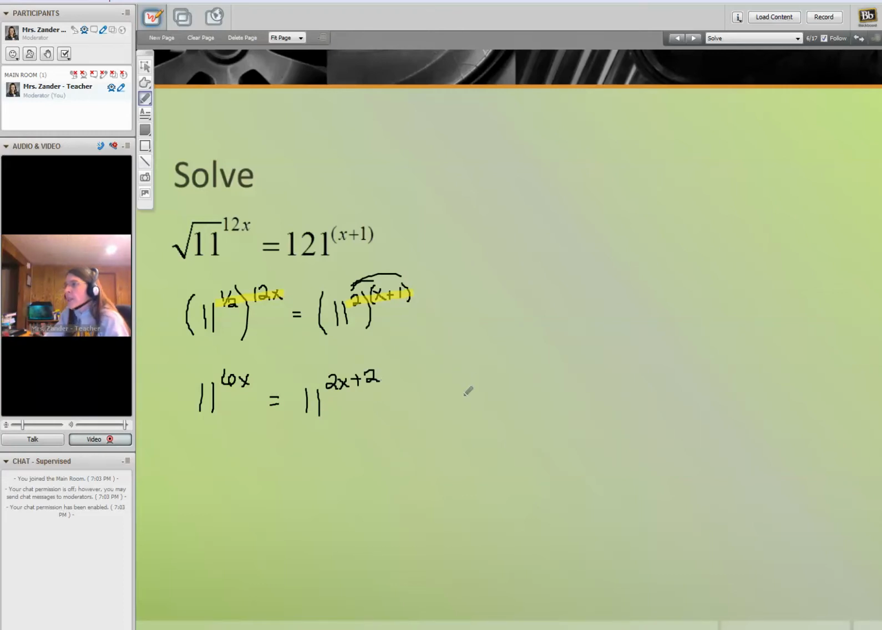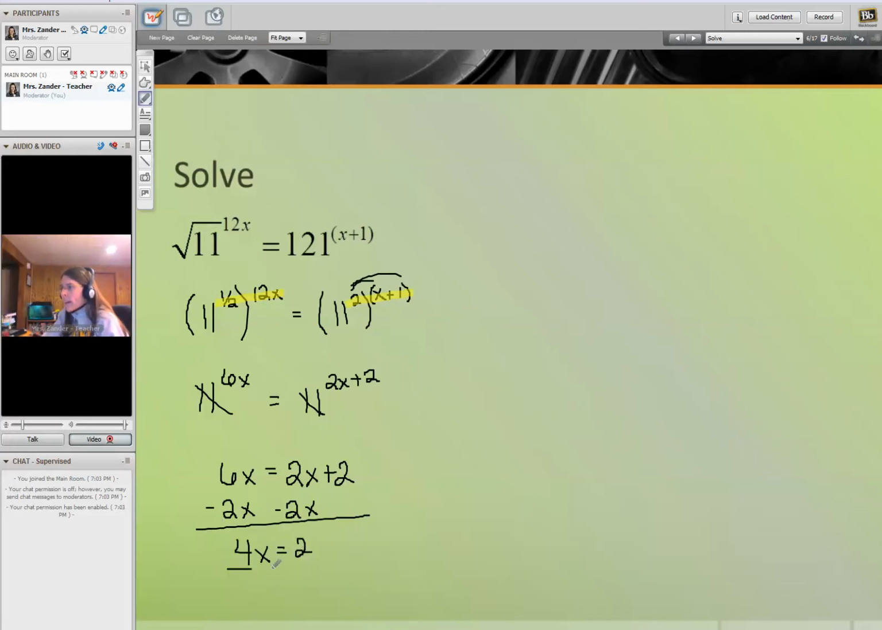So now that I've cleaned that up, my bases are going to drop off, and I'm left with 6x equals 2x plus 2. And here, we're going to work on solving for x. So let's subtract the 2x from both sides.